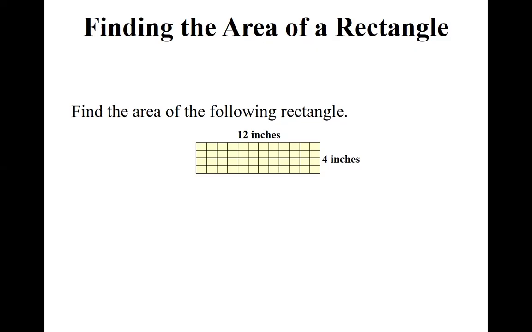Let's talk about finding the area of a rectangle. This rectangle is 12 inches by 4 inches. So we've divided it up into 12 spaces going left to right, into 4 spaces going up and down. If we were to count every one of those squares, we would get that there's 48 squares. The squares would be 1 inch on each side. So we call the 48 squares 48 square inches.